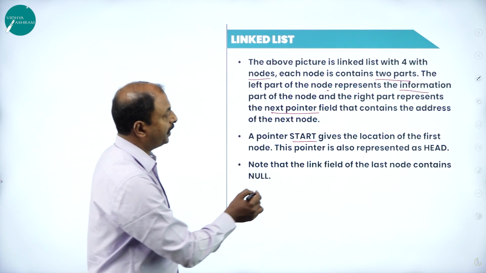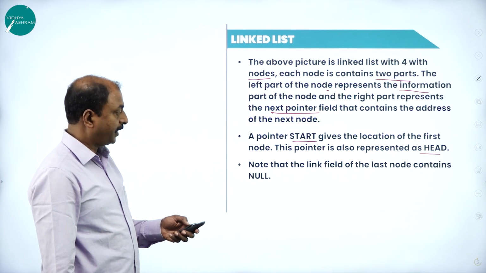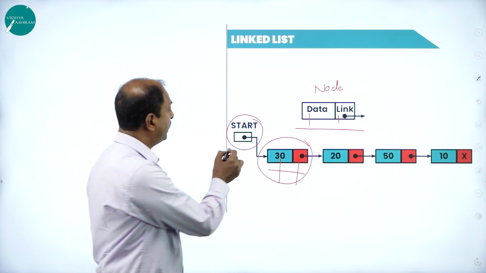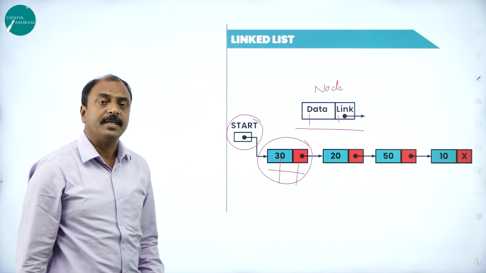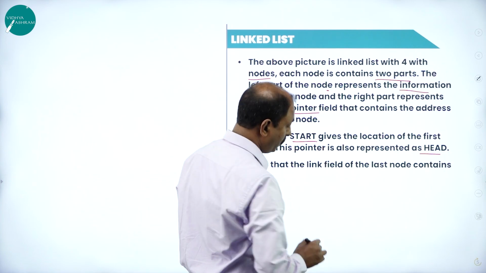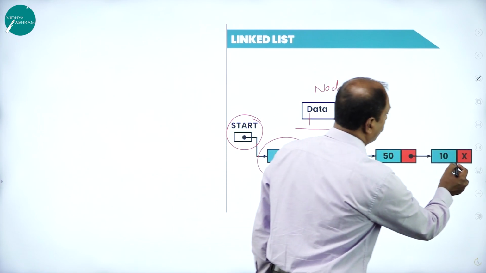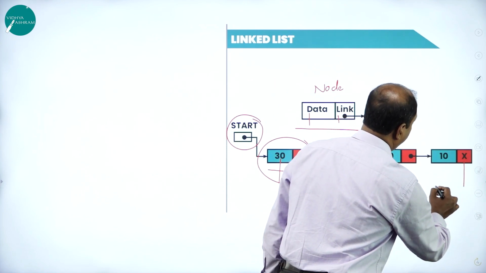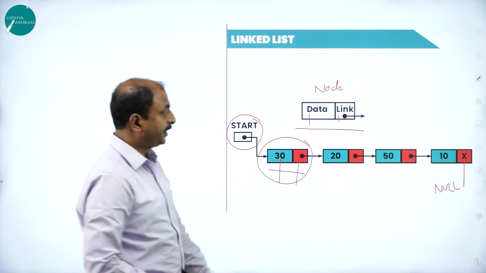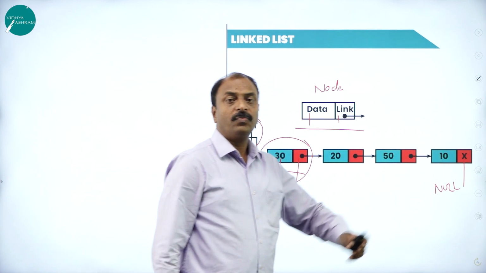So here this pointer also represents a head pointer, or it is a start pointer. This pointer contains the address of the first node of a linked list. Note the link field of the last node contains the null. In the previous example, if you look at this, the last node contains the null. So this indicates null. Here X represents null, which indicates the end of the linked list, or this is the last node of a linked list.